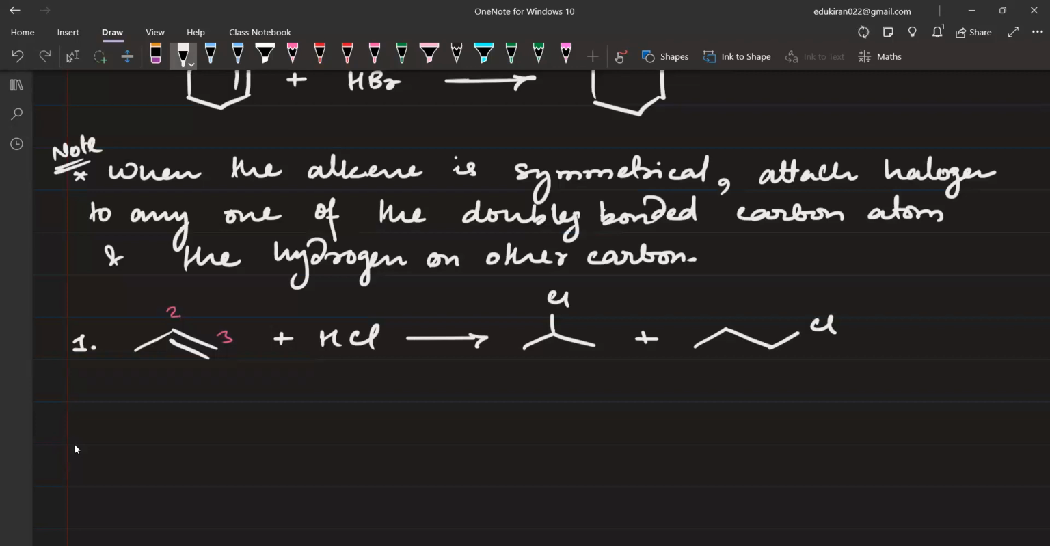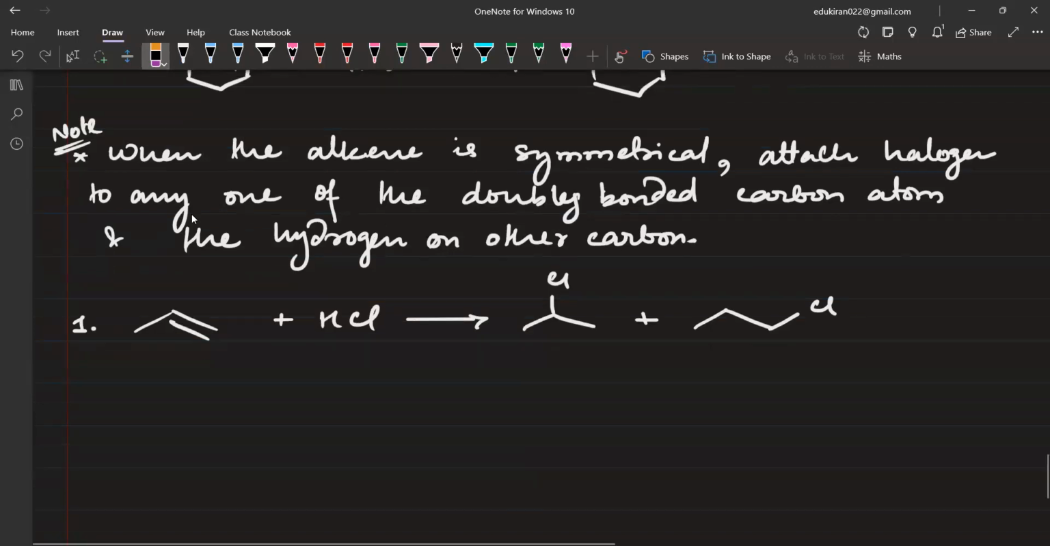So both of these are different products. ये आपका क्या, this is 2 chloropropane and this is 1 chloropropane. ठीक है, so obviously both of these compounds are different. अब इसमें से major कौन सा होगा, इसके लिए बहुत ही आसान सी trick है, उसको पहले आप समझिए, how to write the product, then we will look at the mechanism.